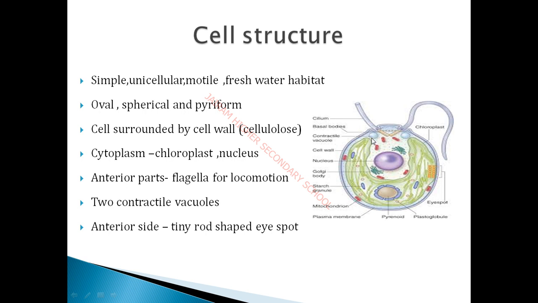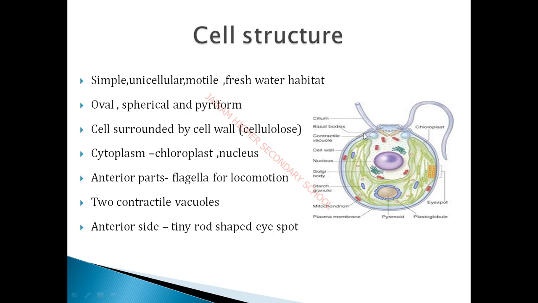And in the anterior side you can see a tiny rod-shaped eye spot. You can see the arrow mark here. The rod-shaped eye spot is mainly for protecting itself from the prey. If any organism is coming to attack it, with the help of the eye spot it can escape from the organisms. So the eye spot is there for protection.